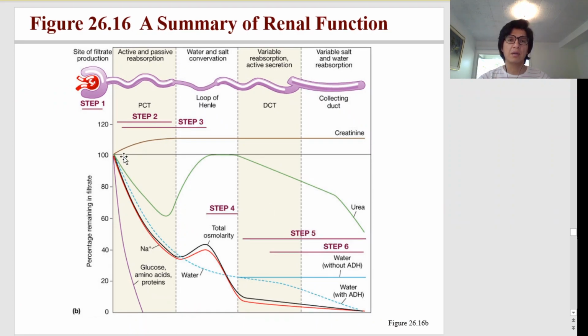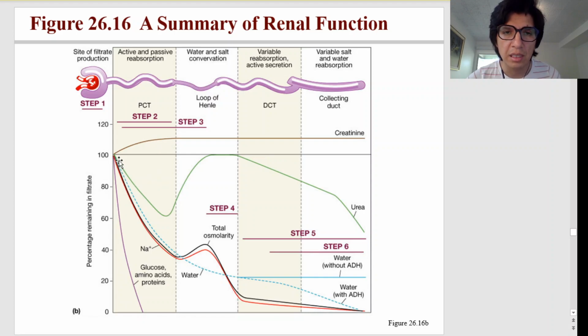This is a summary which depicts what and where different reabsorption and secretions are occurring. So this is the percentage of different components present within the filtrate. Within the filtrate at the beginning, there's no creatinine, but as it moves through these several stages, the proximal convoluted tubule, the nephron loop, the distal convoluted tubule, and the collecting duct, you have creatinine being secreted at the proximal convoluted tubule.